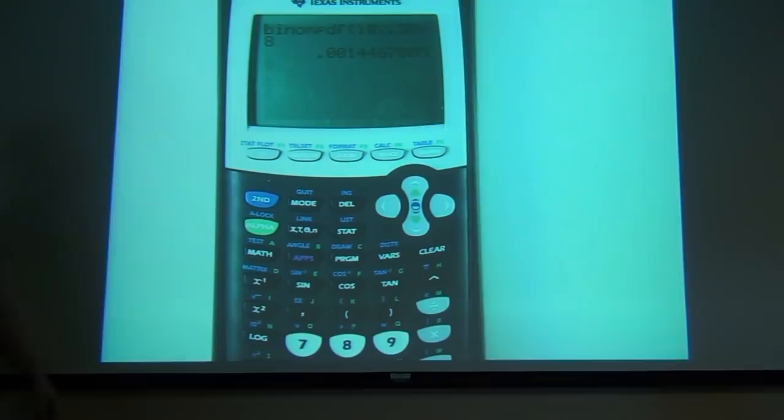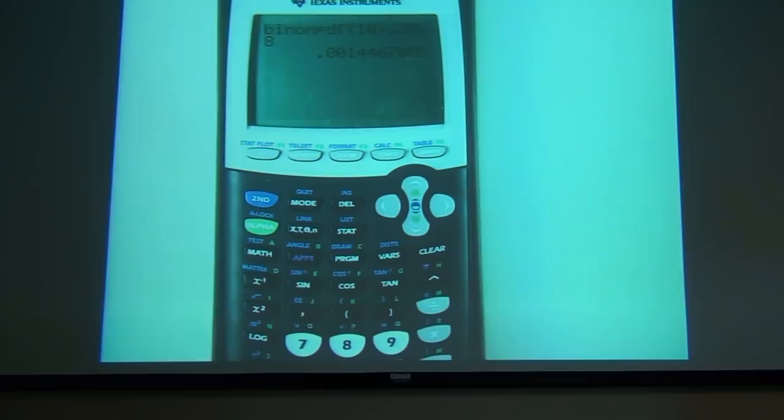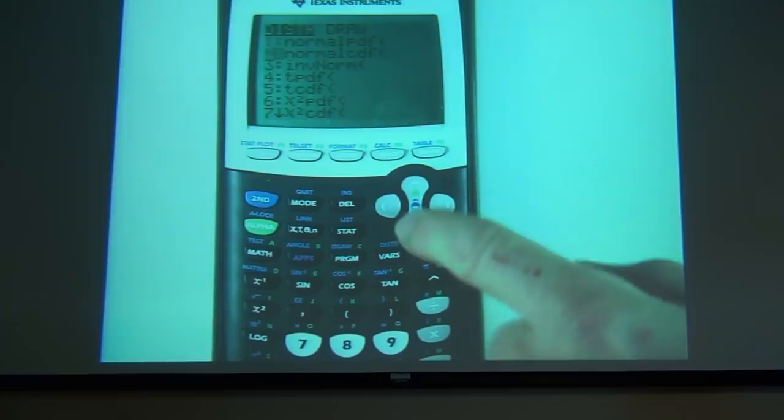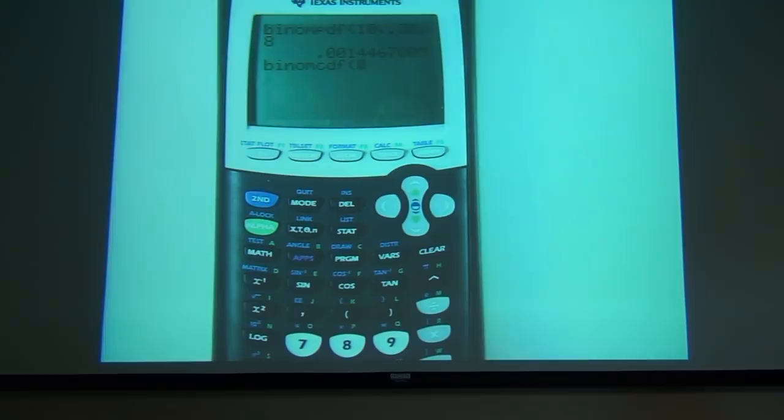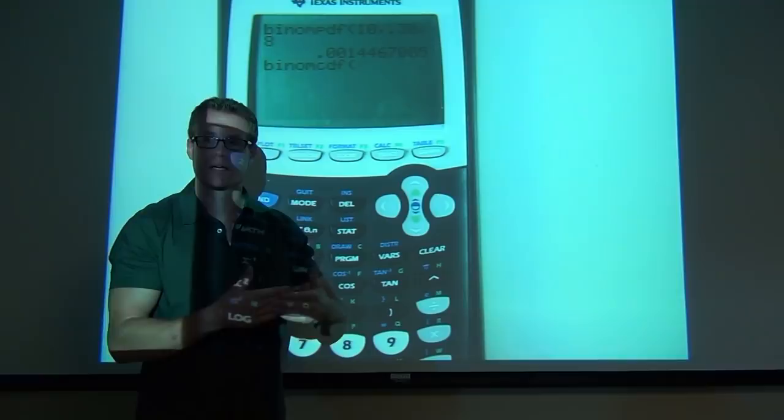Now, if you want to find up to and including 8, I have to do this kind of quickly. We're running out of time. But you can watch this on the video again. Go to distribution again. Go down to binomial CDF. Press enter. You have the same information, but what this will do is add up all the probabilities up to a certain number for you, and including that number. So you have to be good at knowing whether you're supposed to include that number or not. Because if you put it, it's going to include it. If you want less than something, you go one less than that number.